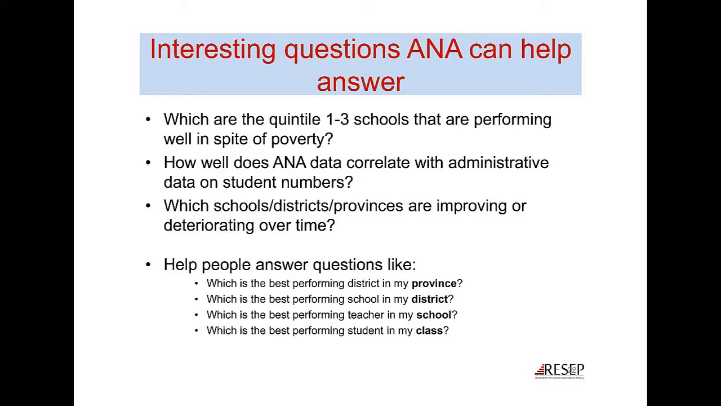It also helps people to answer questions like, which is the best performing district in my province? Which is the best performing school in my district? Which is the best performing teacher in my school? And which is the best performing student in my class? These questions are interesting for different people. A teacher might want to know which is the best performing student in my class. A principal might want to know which is the best performing teacher in my school. Parents might want to know which is the best performing school in my district. And provincial officials might want to know which is the best performing district in my province. A verified ANA, where we can trust the results, could answer all of these questions.